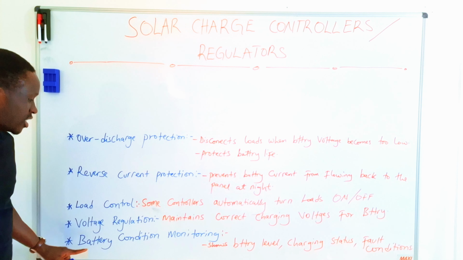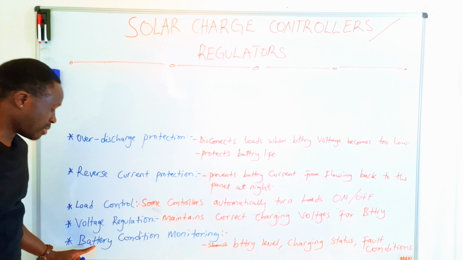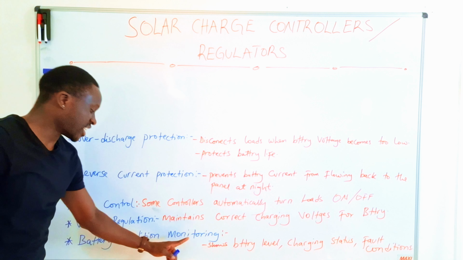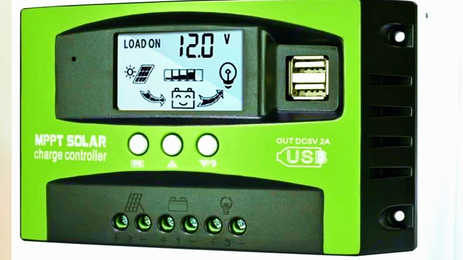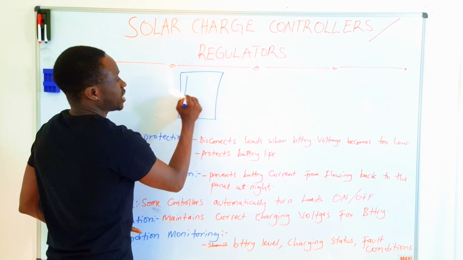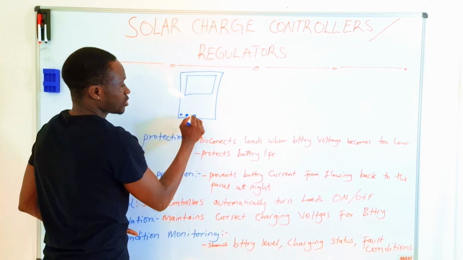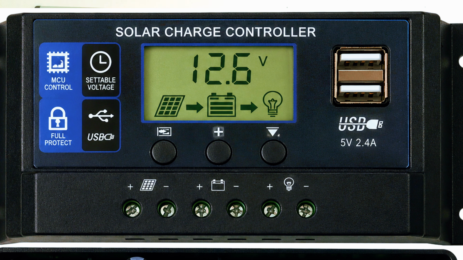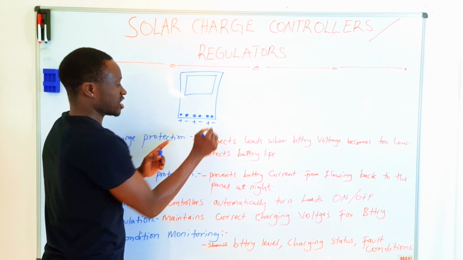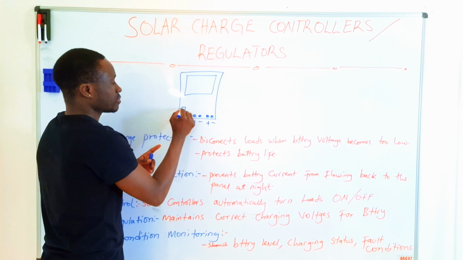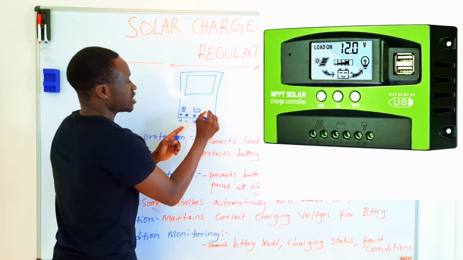They are saying this charge controller, one of its last functions, is that it monitors the battery conditions. How? It's like this. For example, this is our regulator. It has a display. Here it has terminals: positive, negative, positive, negative, positive, negative. It shows that this is for the panel, this is for the battery, and this is for the load.